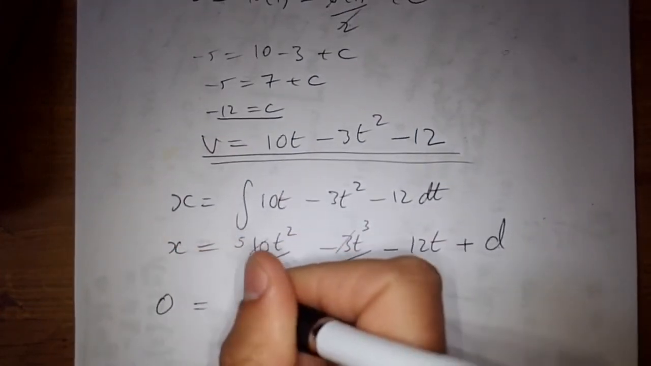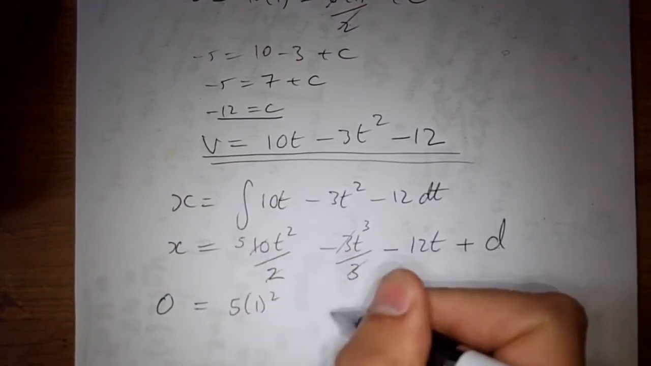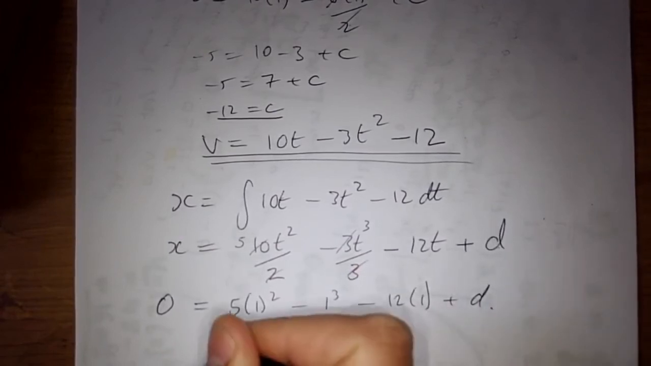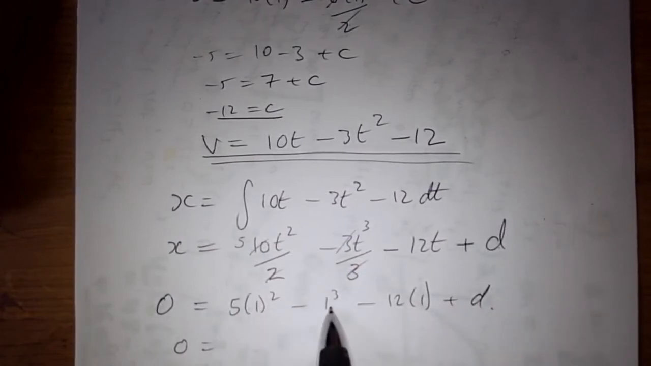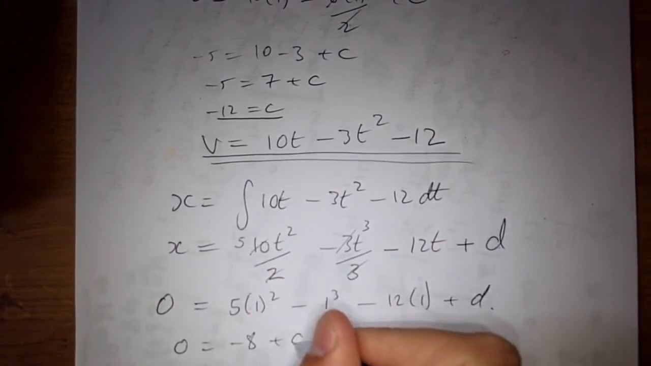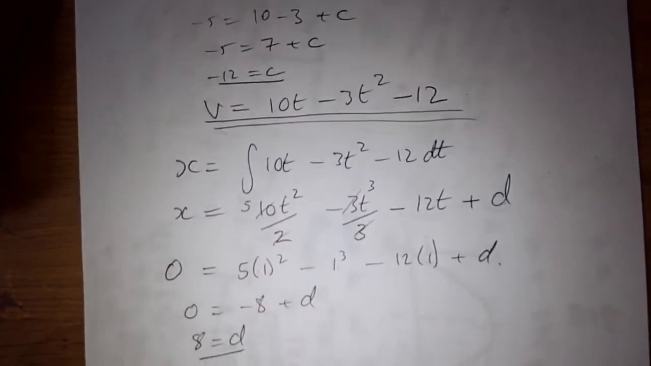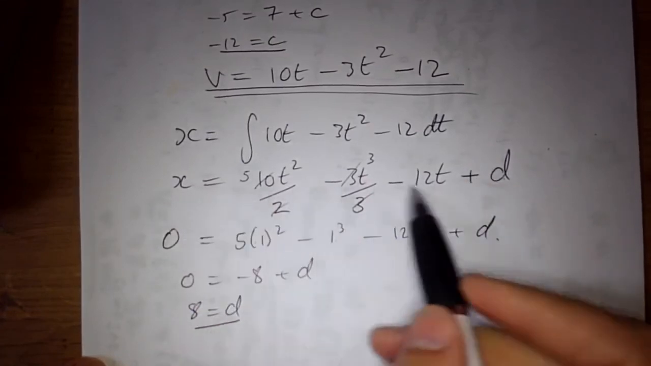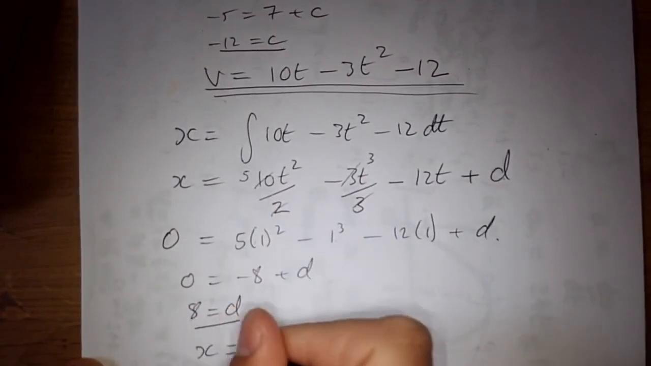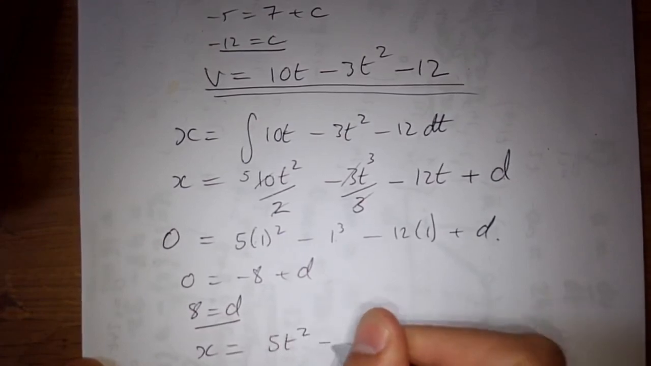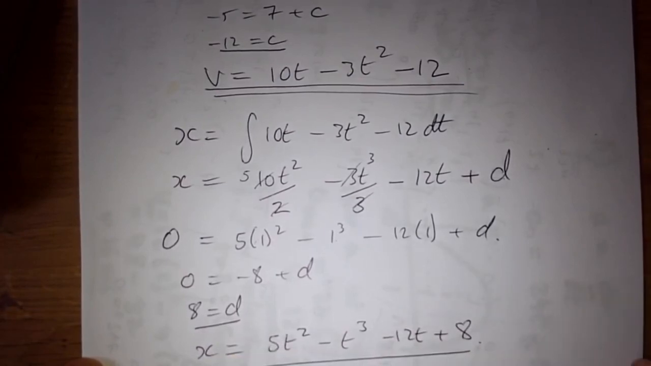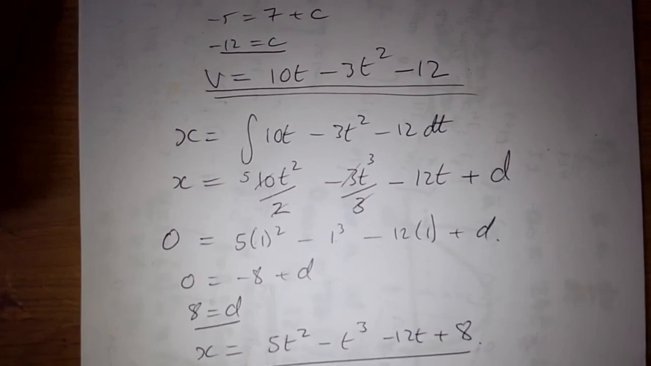So here we go. 0 equals 5 lots of 1 squared minus 1 cubed minus 12 lots of 1 plus d. 0 equals 5 minus 1 is 4. 4 minus 12 is -8. So d will end up being 8. Okay, so all I've got to do now is rewrite this more tidily with d as 8. There we are, and hopefully that's the answer in the back, otherwise I'm going to look pretty stupid.